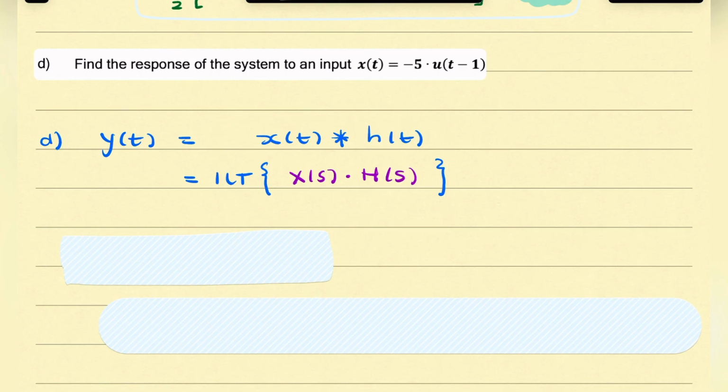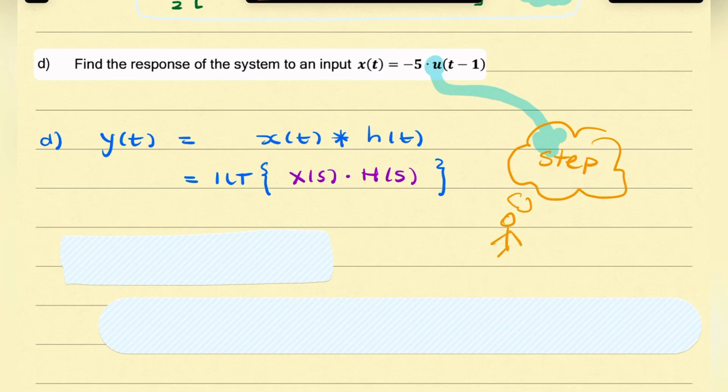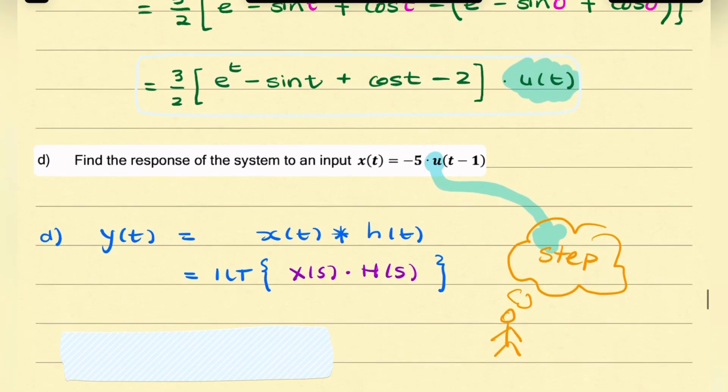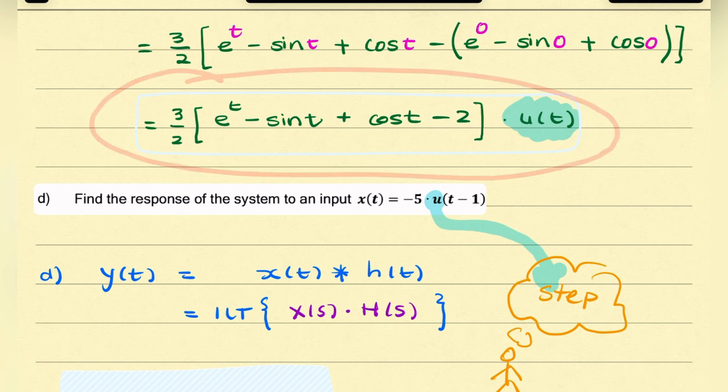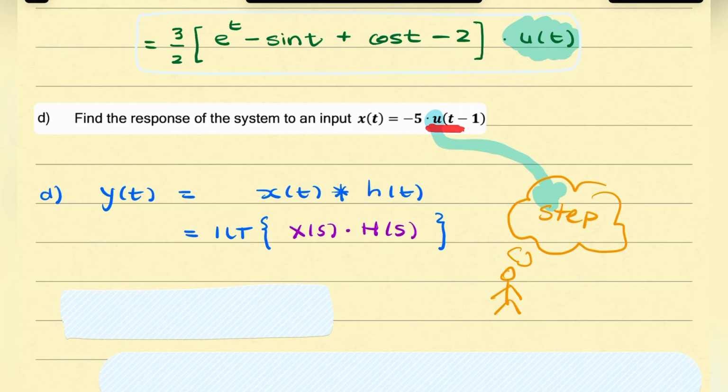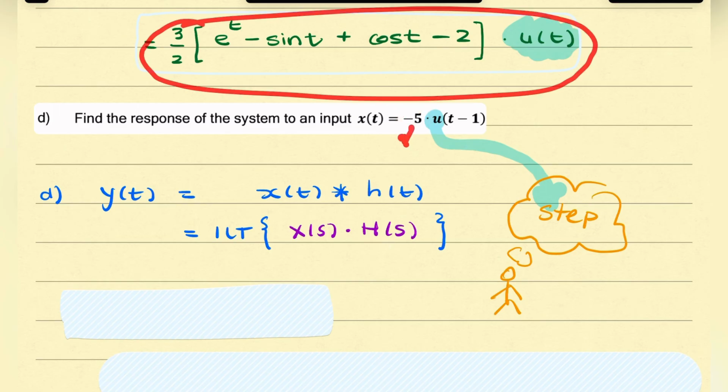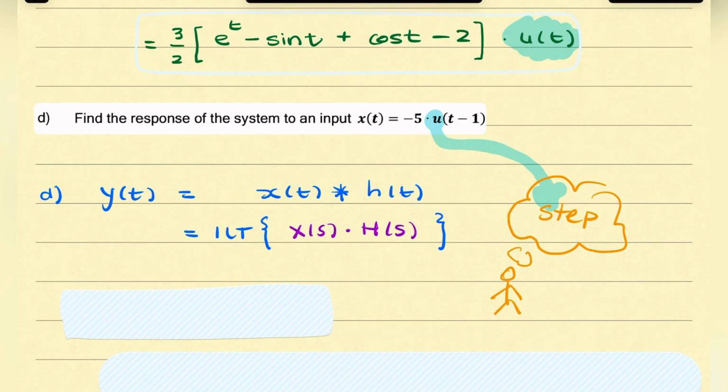Well, if you look at it and realize that this is just a step, and we already know the step response. We just found the step response up here. That's the step response. So if the input is a step, the output should be a step response. If it's multiplied by -5, then the output will be the step response multiplied by -5. But wait, we have a delay. So it's a delayed, scaled step.